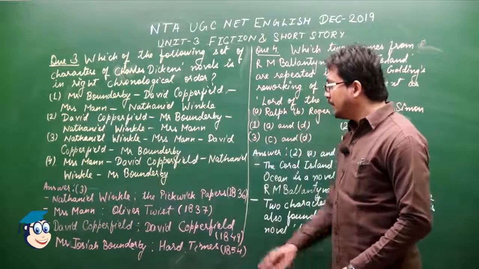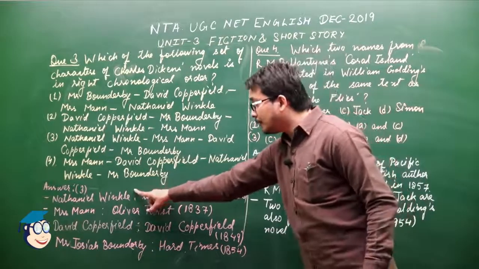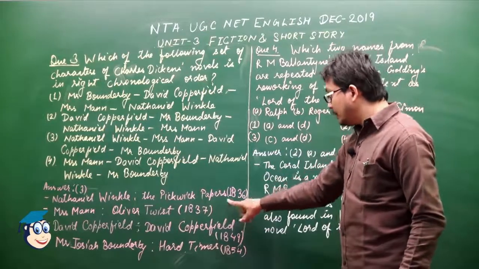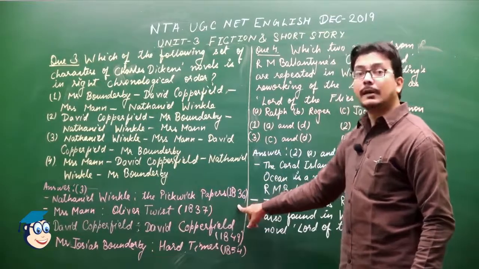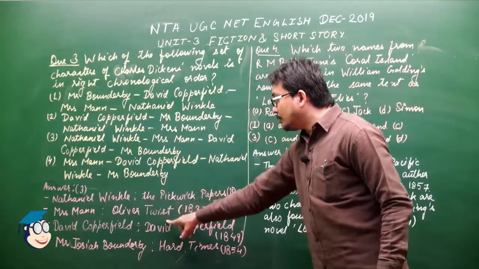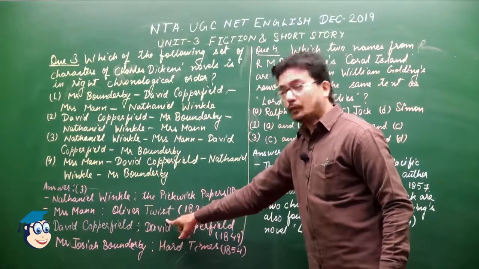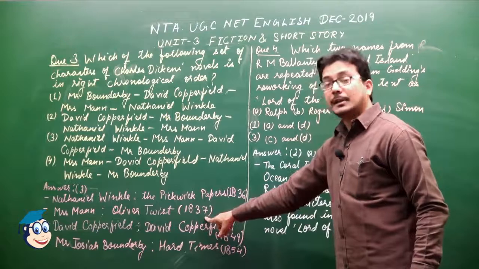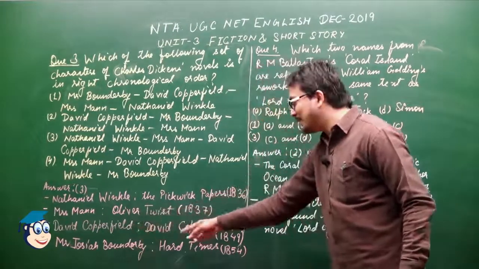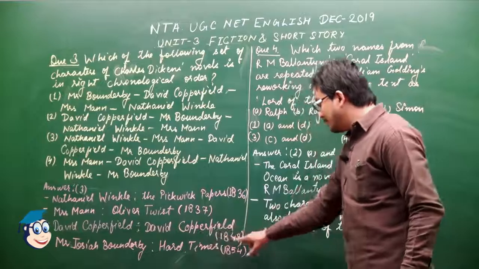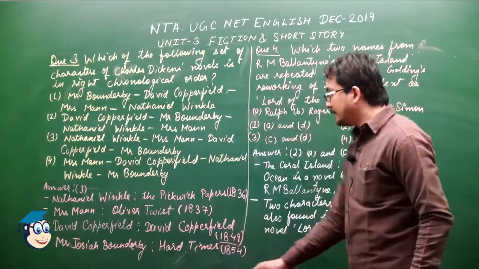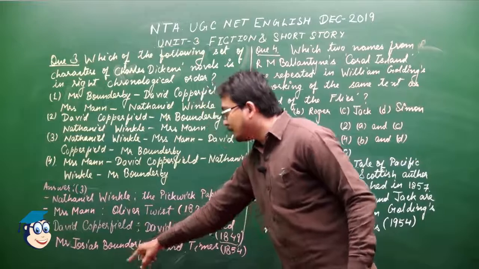The reason for that, Nathaniel Winkle is a character in the Pickwick Papers of Charles Dickens. The novel was published in 1836. The second one, Mrs. Mann, is a character in Oliver Twist. The novel was published in 1837. David Copperfield is the character by the same name in the novel David Copperfield. The novel was published in 1849. So here, 1849. And the last one, Mrs.